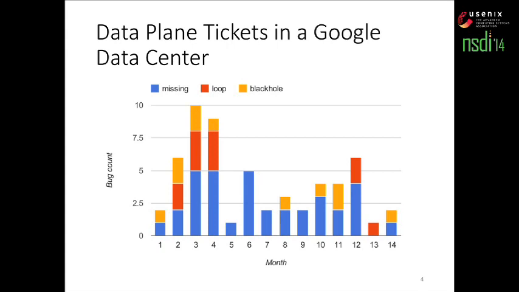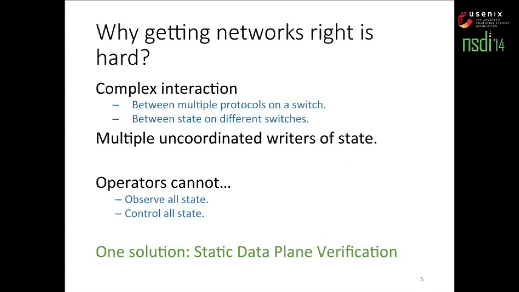And remember that for each of these tickets, even diagnosing that there's a missing rule or a forwarding loop can take a very long time. So each of these tickets can be very expensive to troubleshoot. So why is getting the networks right so difficult?